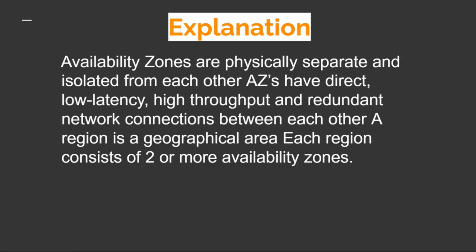Explanation. Availability zones are physically separate and isolated from each other. AZ have direct, low latency, high throughput and redundant network connections between each other. A region is a geographical area. Each region consists of 2 or more availability zones.